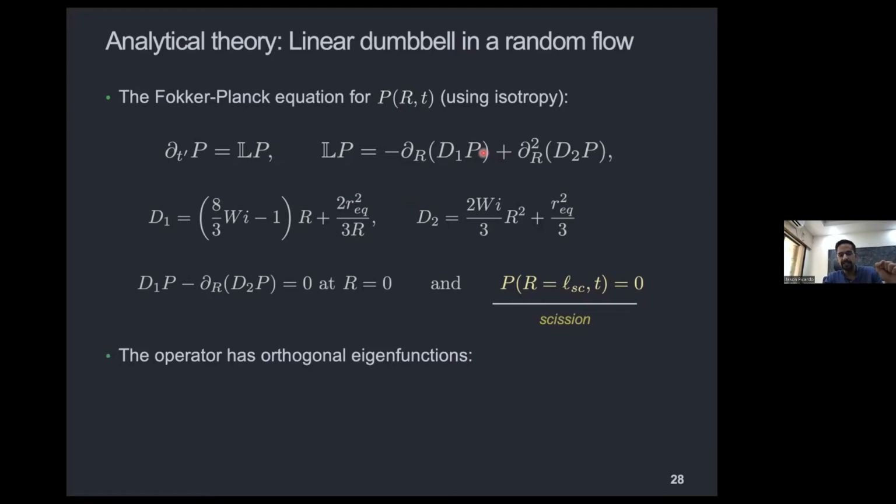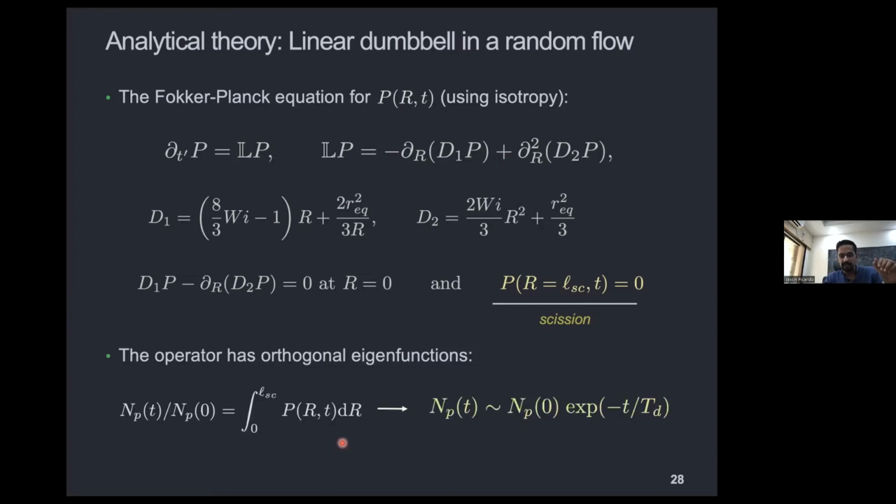Now the nice thing is that this operator with these boundary conditions is Sturm-Liouville. It has orthogonal eigenfunctions, which means that I can write P as a sum of these eigenfunctions with exponentials that have the different relaxation timescales associated with them. And then if I want to know the number of surviving polymers at any point of time, I just have to integrate this probability across all R at any given time.